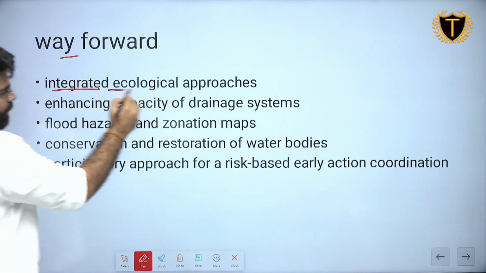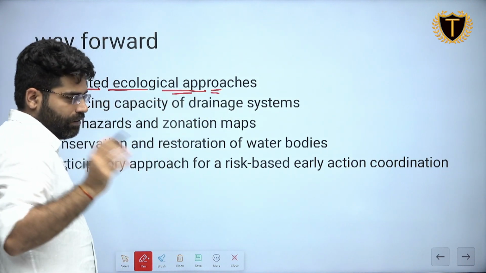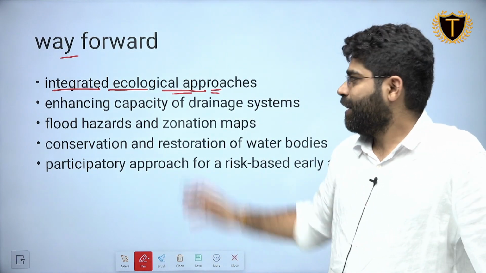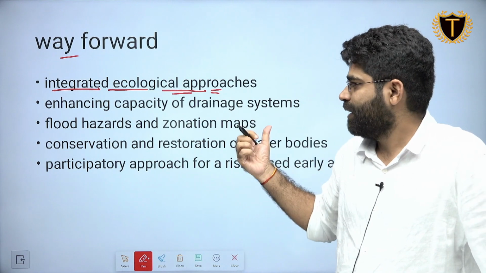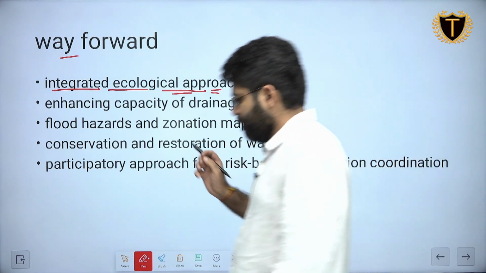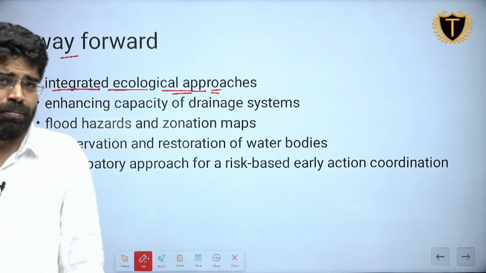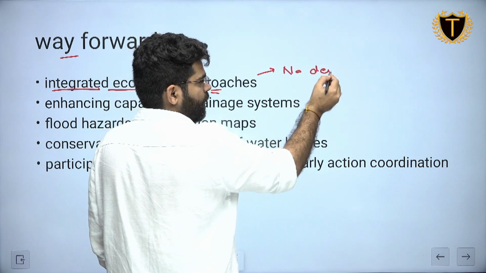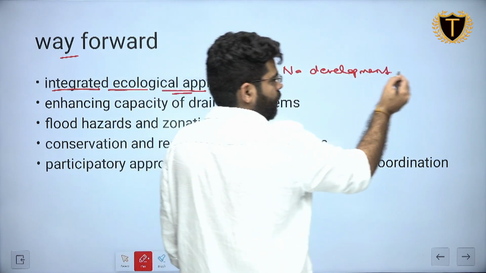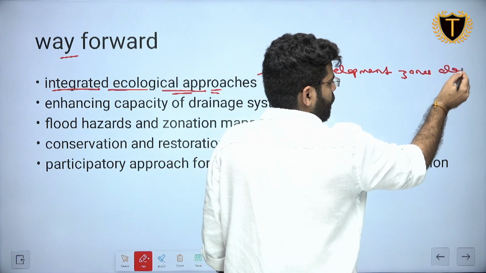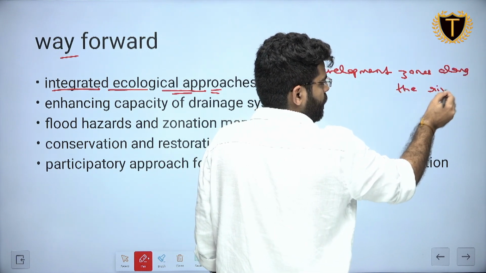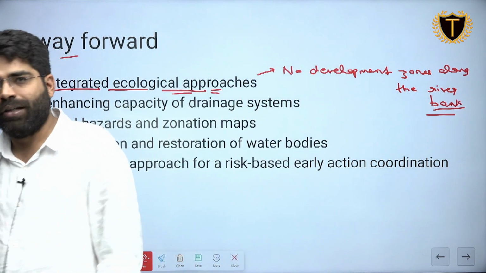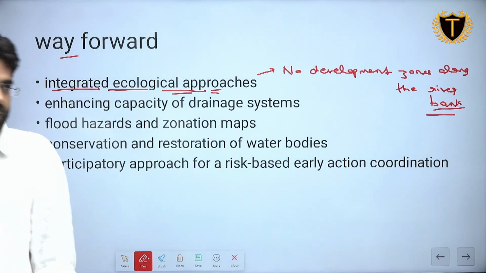First one is integrated ecological approaches. Whenever development of any area takes place, we need to consider the possibility of a disaster happening there. The development should be on the lines of environmental sustainability. There should be no development zones along the river bank, or I should say within a particular distance from the river bank. There should be no development which would hinder the course of the river flow.